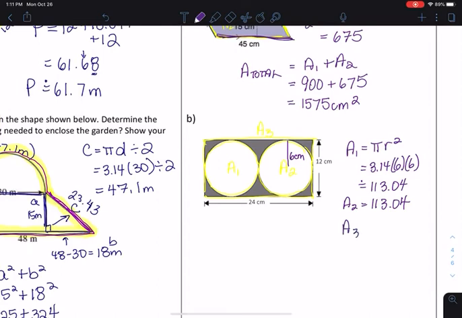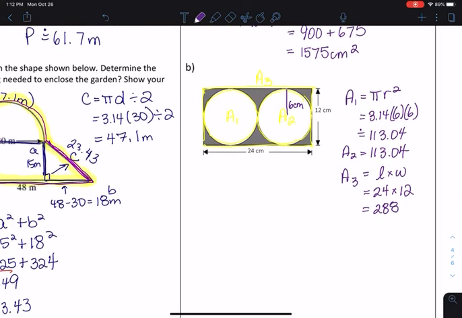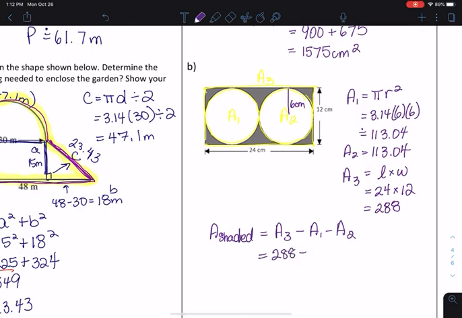And area 3 is a rectangle, and that's length times width, which is 24 times 12. 24 times 12 gives me 288 for my rectangle. Now to get the area of the shaded part, let's call that area shaded. That's going to be A3 minus A1 and A2. So I'm going to do 288 minus 113.04, and I'll do the minus again. Type that all in my calculator.